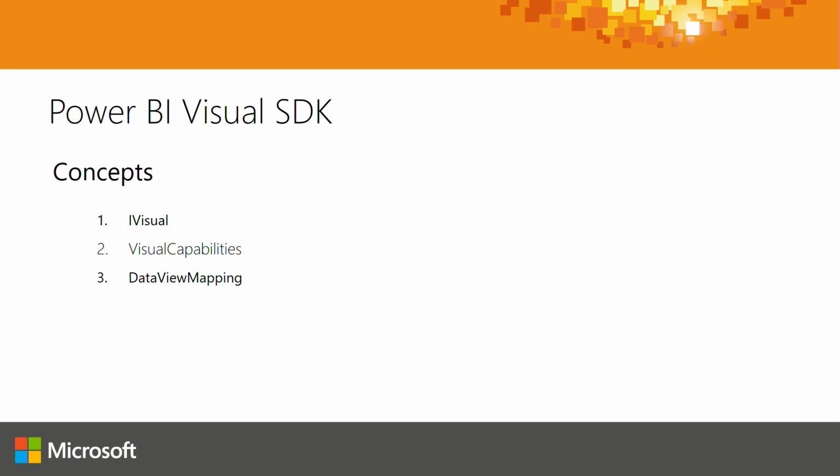The first thing we did, we wrote the code to implement the base class iVisual. The second thing we did is we implemented a class called Visual Capabilities. And then the third thing we did is thinking about the data view mapping. So when we have a user go into the user interface, what is the experience going to be like for them? Which is probably one of the most crucial parts of developing the visual.